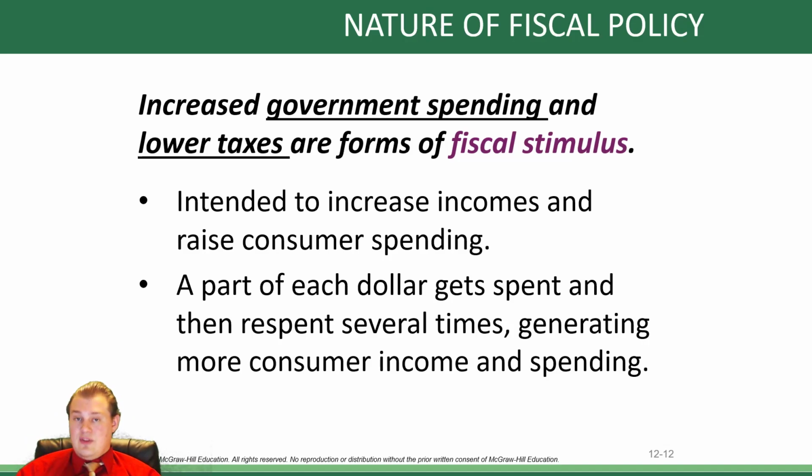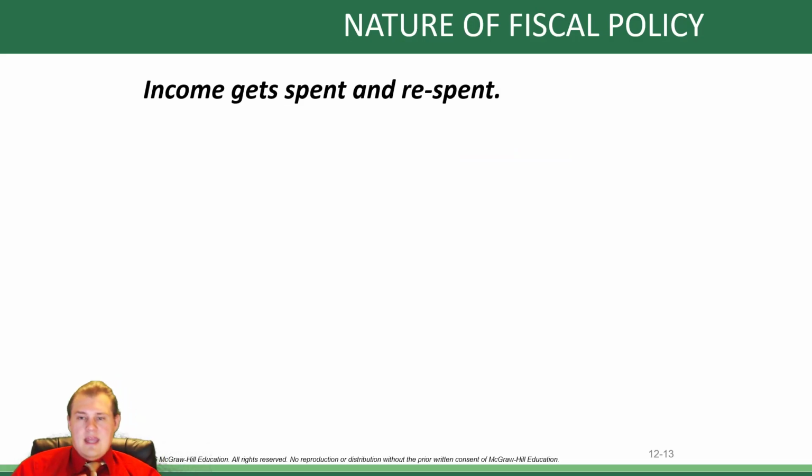It creates a cycle. There's a ripple effect in the economy, and that's where we get to the multiplier we talked about earlier. Okay, we generate more consumer income and spending. Income gets spent and respent.